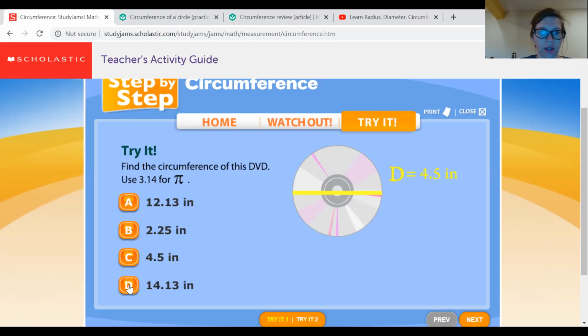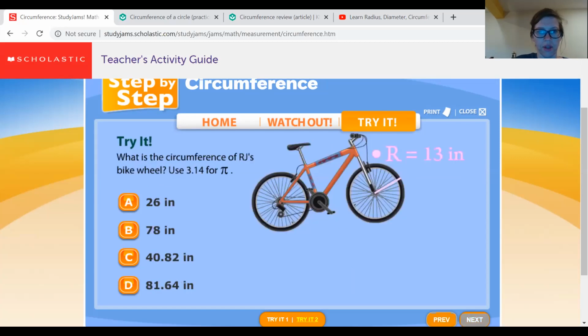All right, let's check. That's it. 4.5 times 3.14 is 14.13. Hopefully that's the answer you got. What is the circumference of RJ's bike wheel? Use 3.14 for pi.